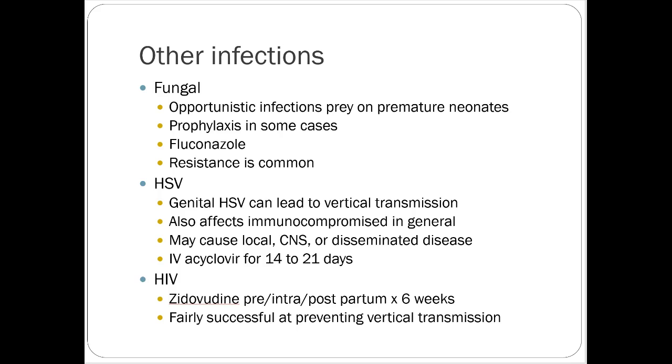HSV is possible, especially if the mother has an active lesion during the birth. You can have a C-section, which can decrease the risk of transmission potentially. But it can affect patients regardless of the history of the parent. So you might get local central nervous system involvement. If they do get some sort of viral meningitis type of picture, you can give acyclovir, just like you would in adults, same thing.